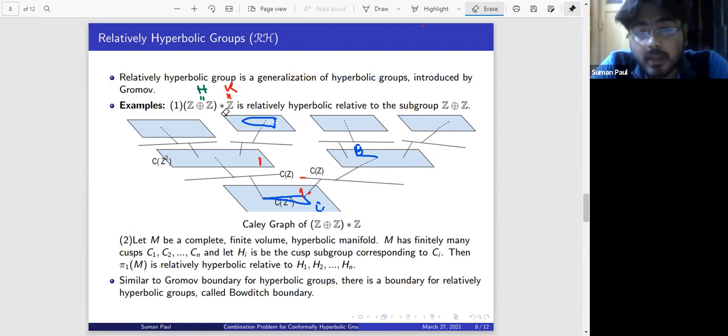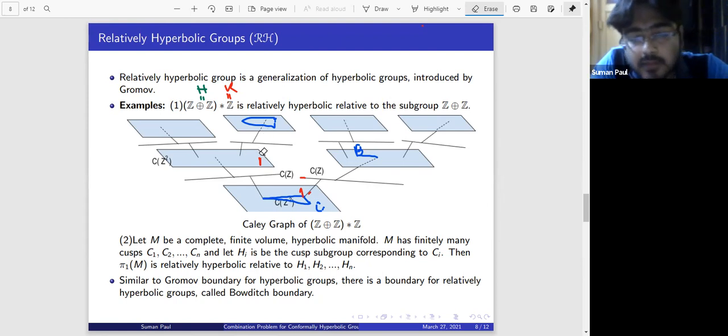But by some construction, we can make this space hyperbolic. After constructing something, the new space will be hyperbolic. So what is that construction? Basically, we hyperbolize each of the planes. These are called combinatorial horoballs. We attach combinatorial horoballs to each of the planes. Then it will become a hyperbolic metric space.